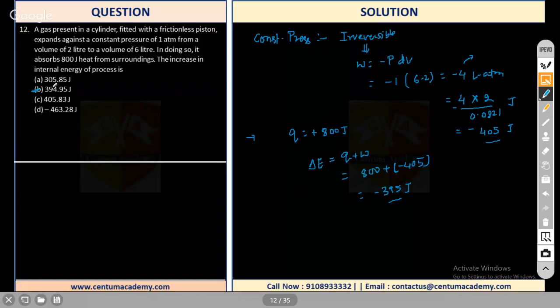So from the first data, constant pressure, the process is irreversible, hence work done is P del V. We can find out work done here and then we can use the first law of thermodynamics. We'll get the answer. Clear? Understood? Next question you see. Can we move on? Tell me.